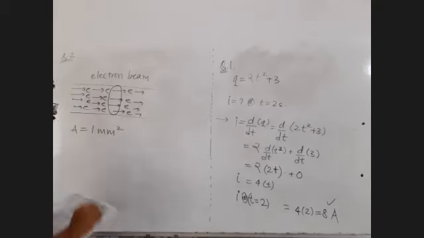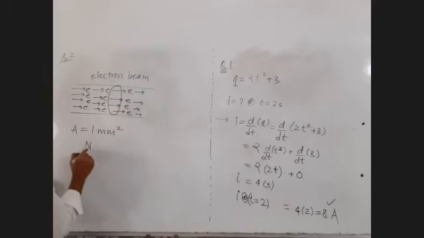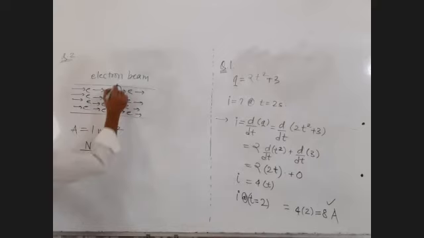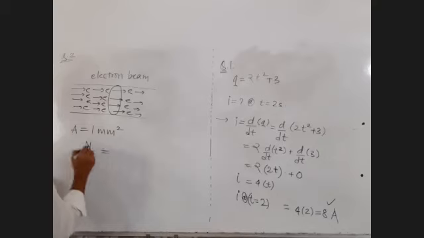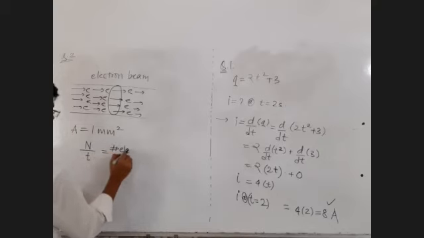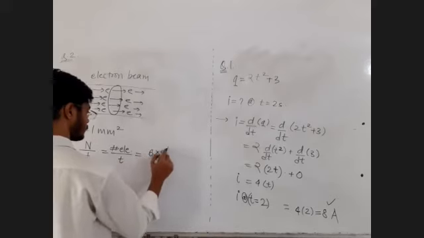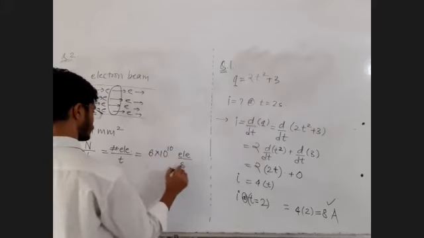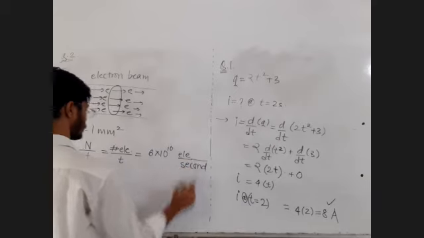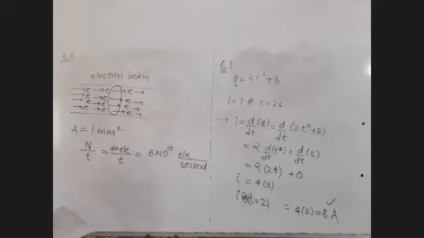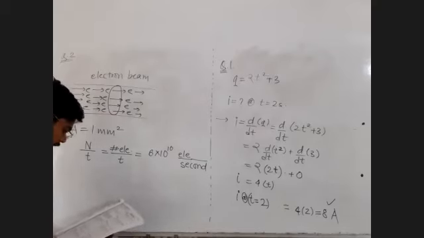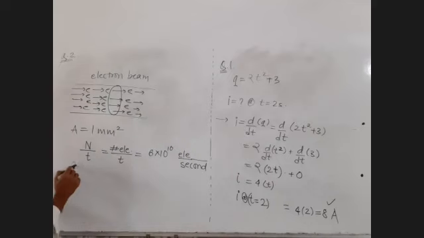Number of electrons crossing per second, any given cross section. Okay, how many electrons are crossing any given cross section per second? Number of electrons crossing per unit time or per second is equal to 6 into 10¹⁰. These many electrons per second. Okay, no problem. Find the current and the current density in the beam. Find out the current because of the beam and find out the current density in the beam.